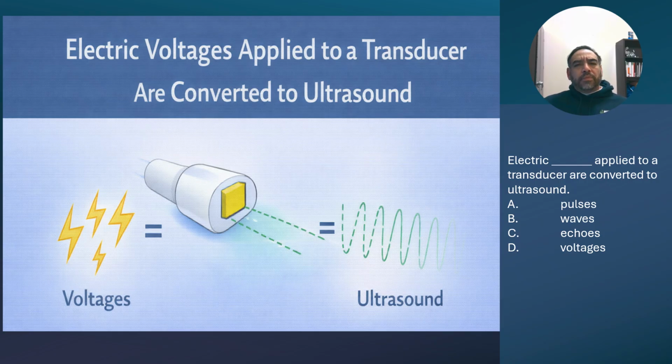And then C was echoes. Echoes, again, are returning sound waves from the tissue. They're received by the crystal, they deform the crystal, and then it gets converted back into a voltage. So those echoes are on the receiving side, not the transmission side. A simple mental model to think of: on the transmit side, you have voltage in, sound out. On the receive side, it's sound in, voltage out. Same crystal, but you get two directions and one principle.